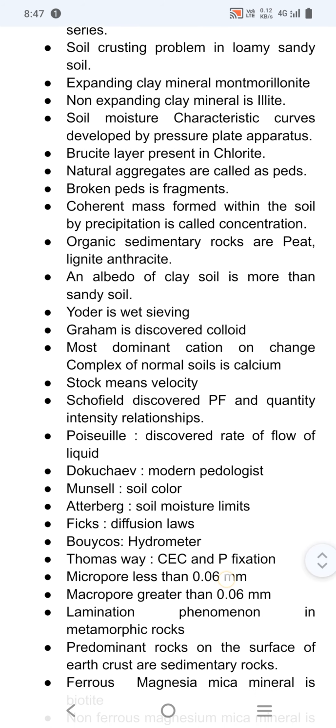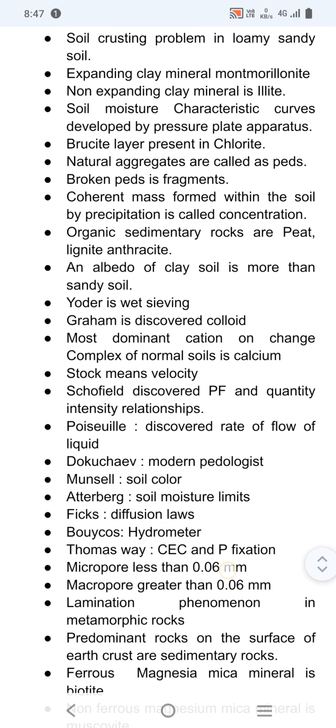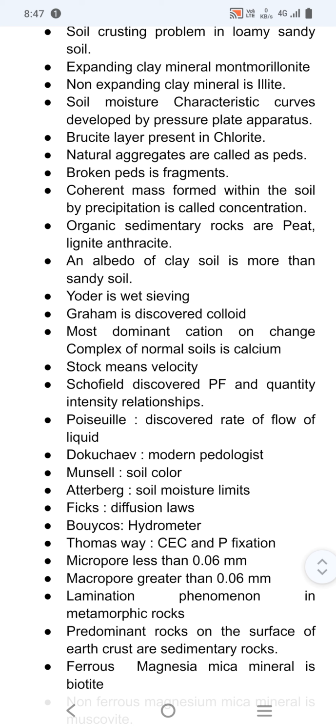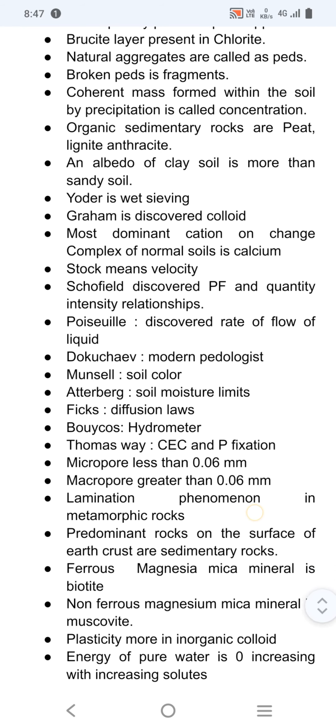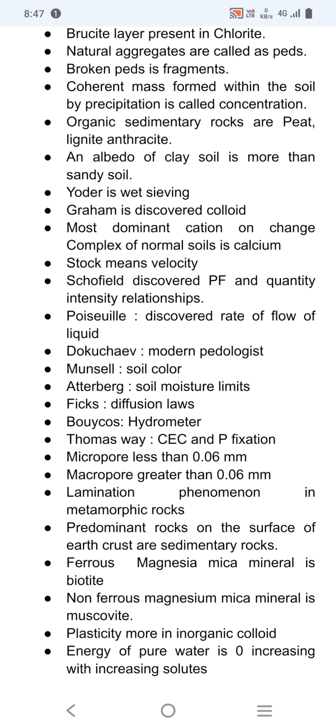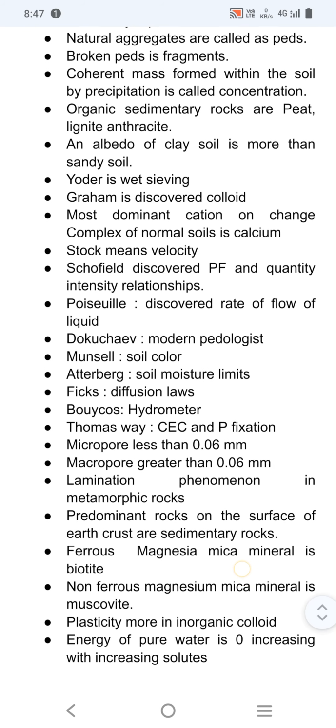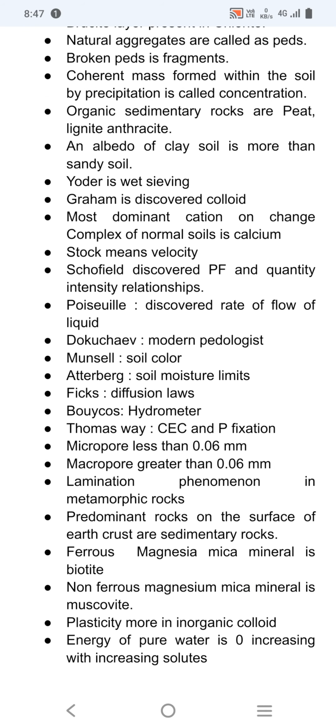Core and mass formed within the soil by precipitation is called concretion. The organic sedimentary rocks are peat, lignite, anthracite. Albedo of clay soil is more than sandy soil. Hydrometer method and wet sieving method. Graham discovered colloids. Most dominant cation on the exchange complex in normal soil is calcium.